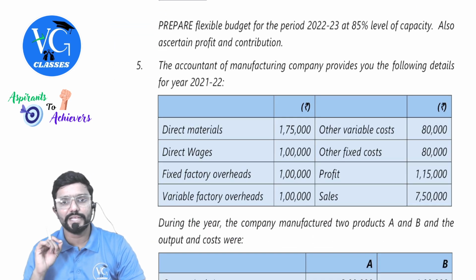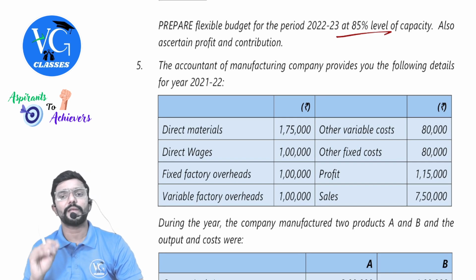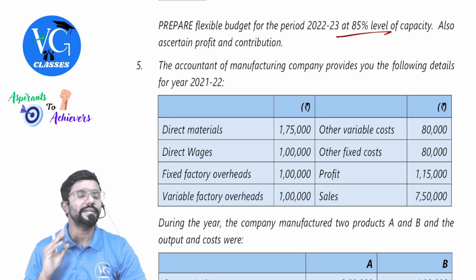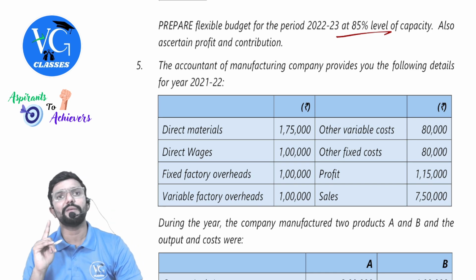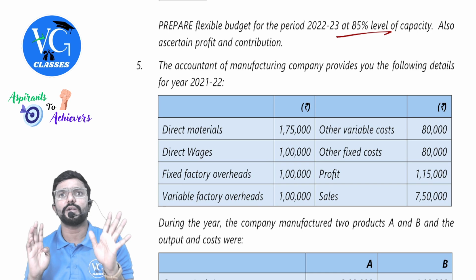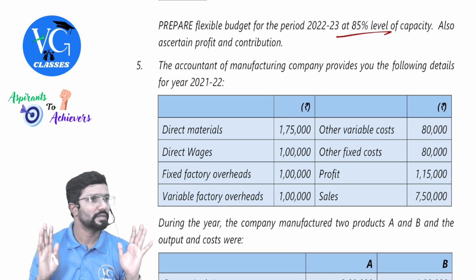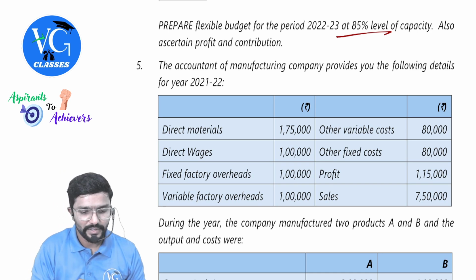Prepare flexible budget for the year 22-23 at 80% level, 85% level of capacity. Also ascertain the profit and contribution. That means you have to give a breakup between variable and fixed. It is a must under flexible budget. Whether they tell or not, you have to give the breakup for sure, because you are showing how much is variable, how much is fixed. Come to the solution.